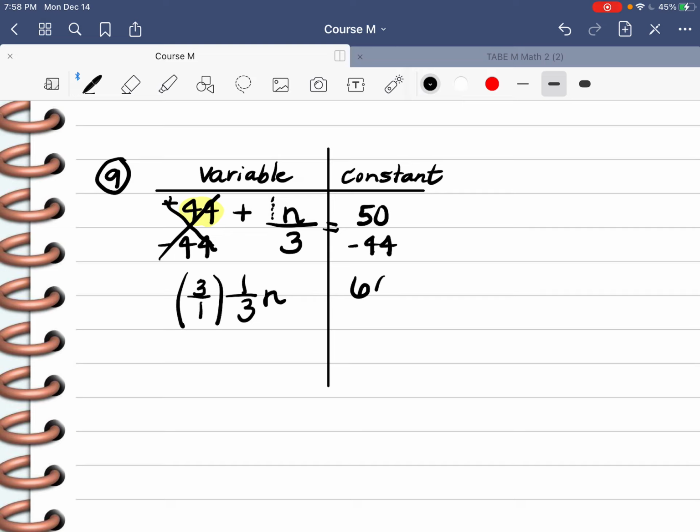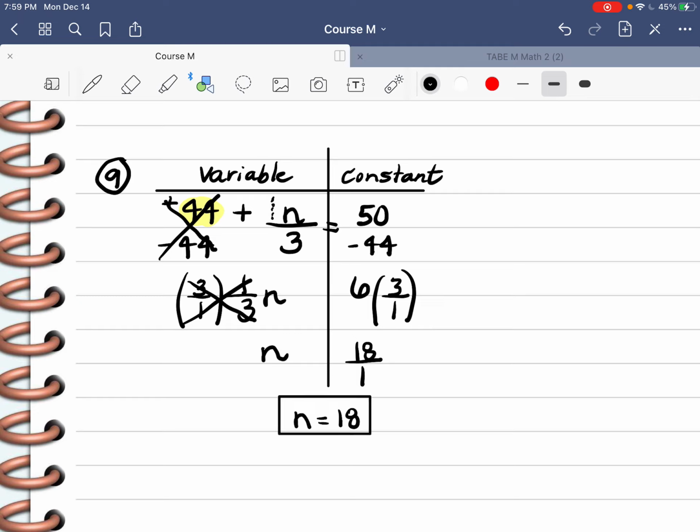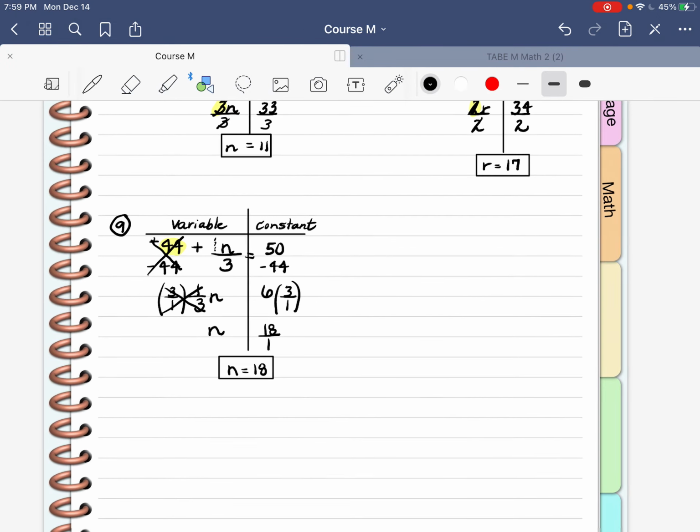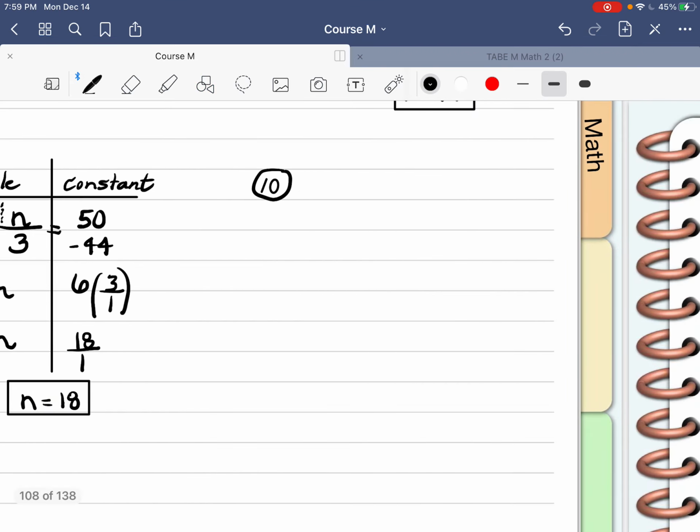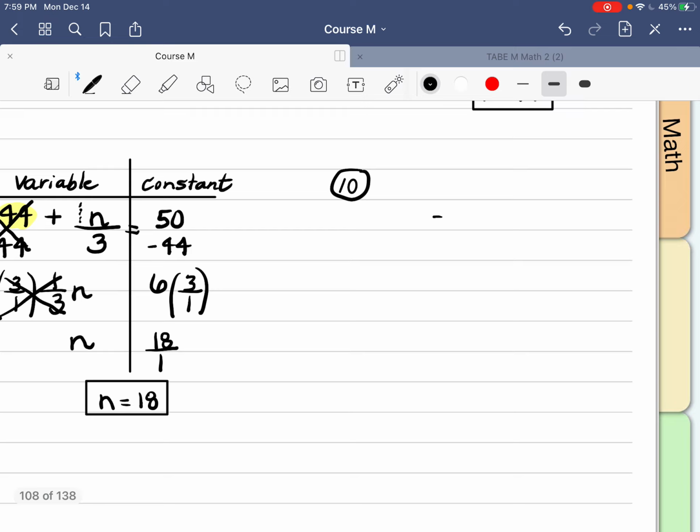Then flip that fraction over and cancel and copy. 6 3s are 18 over 1. So n is equal to 18 in standard form. And finally, number 10. Got 4/5 of m plus 3 equals 83.